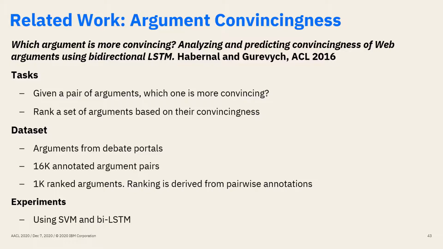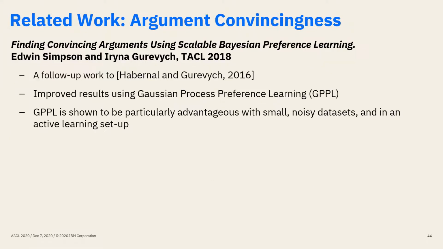They reported experimental results using SVM and BiLSTM. In a follow-up work, Simpson and Gurevych improved the results on argument convincingness by using Gaussian Process Preference Learning, or GPPL. They show that GPPL is particularly helpful for small, noisy datasets and in an active learning setup.